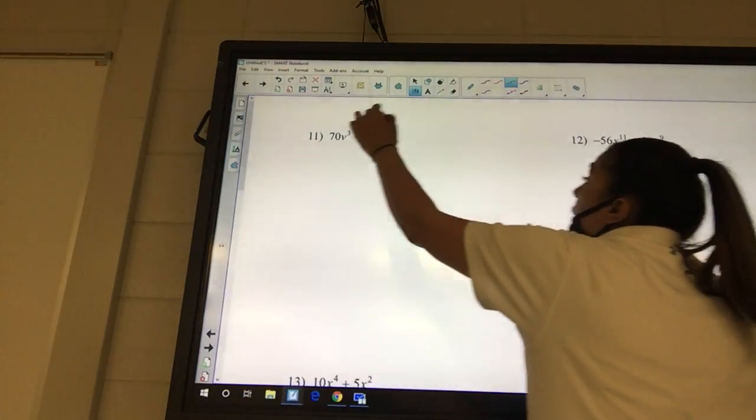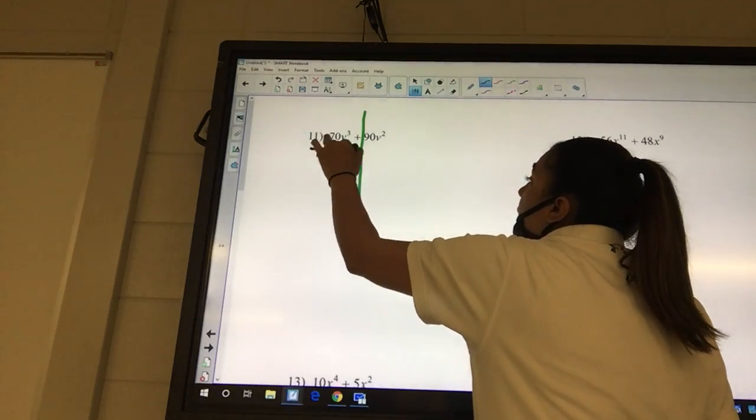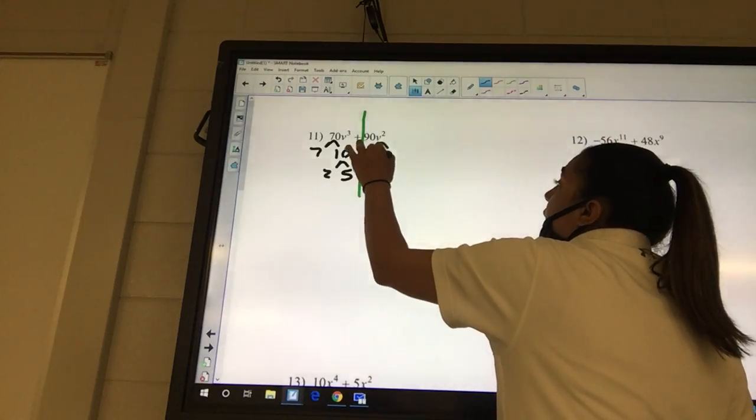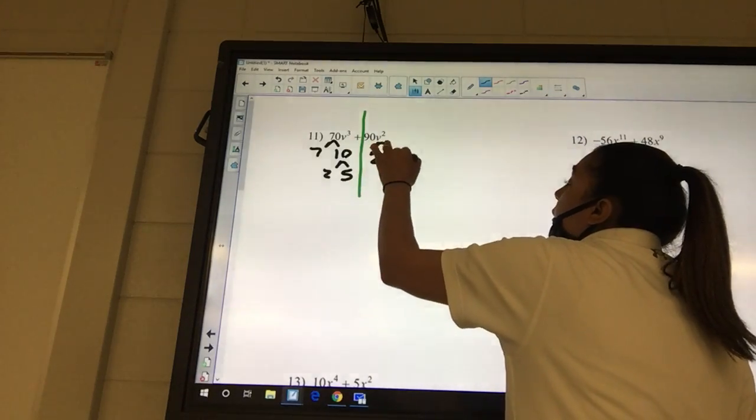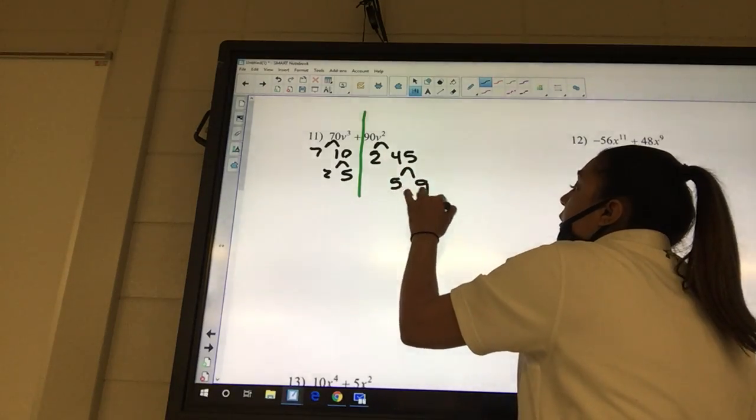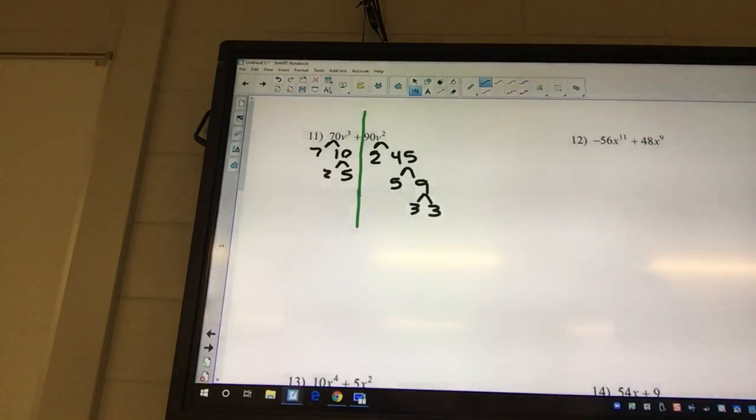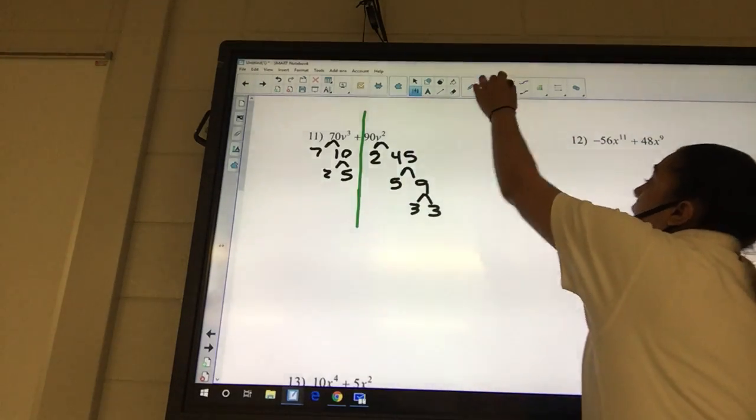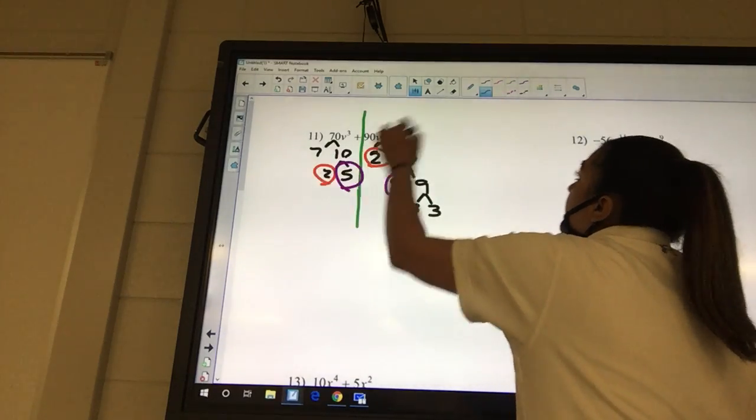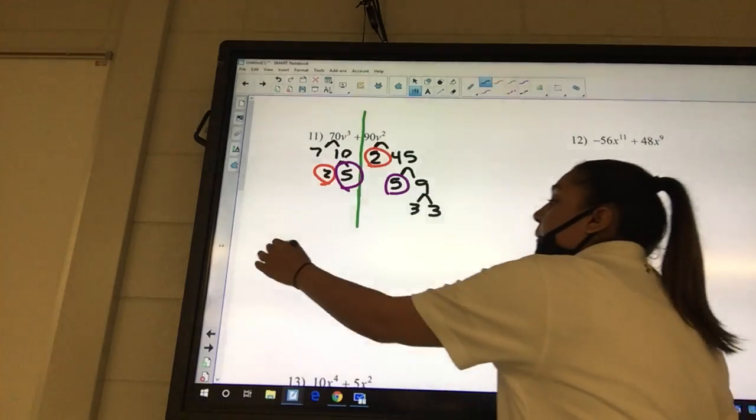Okay, number 11. Draw your line down, and we say 7 and 10, 2 and 5, and I got 2 and 45, 5 and 9, 3 and 3. Okay, and so our matchies are going to be a set of 2s and a set of 5s. So our number on the outside is going to be really 2 times 5, so 10.